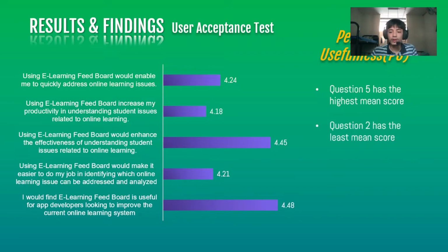Question 2 has the least amount of mean score but still holds a 4.18 mean score, meaning that the average users agree that using a dashboard increases productivity. Since the perceived usefulness section is about evaluating the performance of the dashboard, research objective 3 was accomplished.